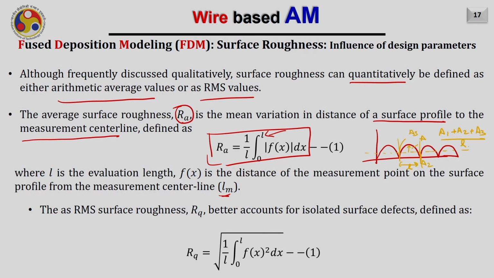Also, the RMS surface roughness RQ, which better accounts for isolated surface defects, can be defined as RQ equals root over 1 by L integration 0 to L of function fx to the power 2 dx.